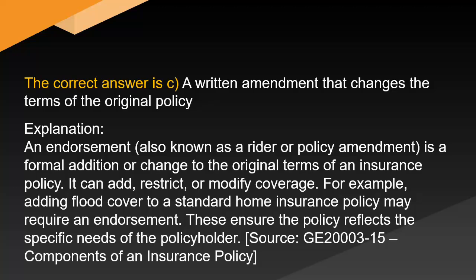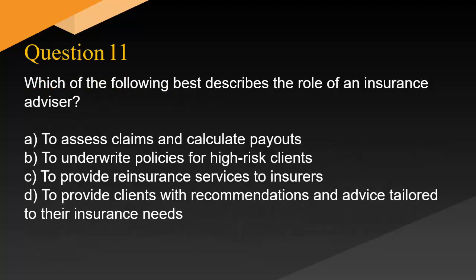G2000315. Components of an insurance policy. Which of the following best describes the role of an insurance advisor? A. To assess claims and calculate payouts. B. To underwrite policies for high-risk clients. C. To provide reinsurance services to insurers. D. To provide clients with recommendations and advice tailored to their insurance needs.